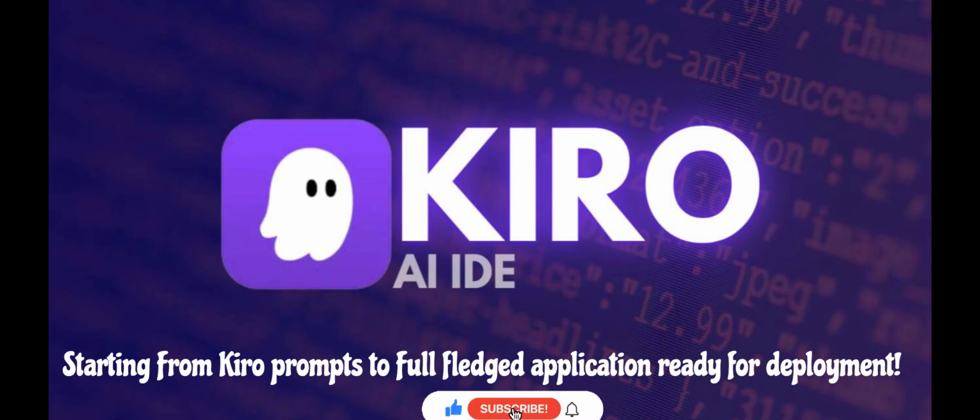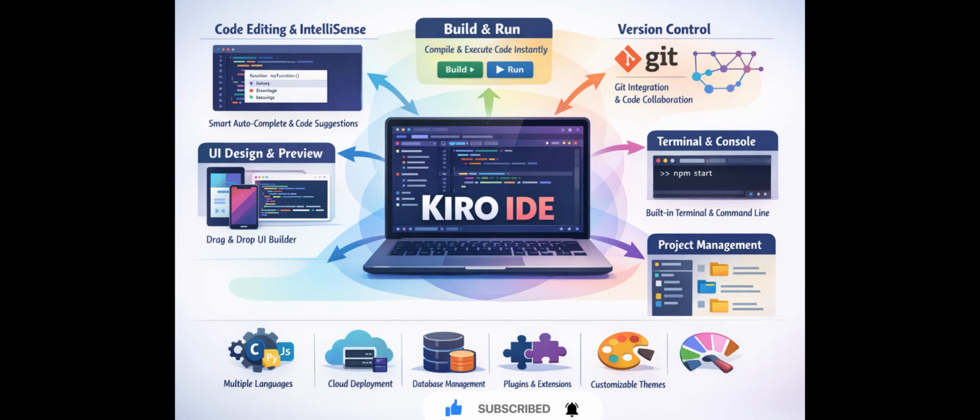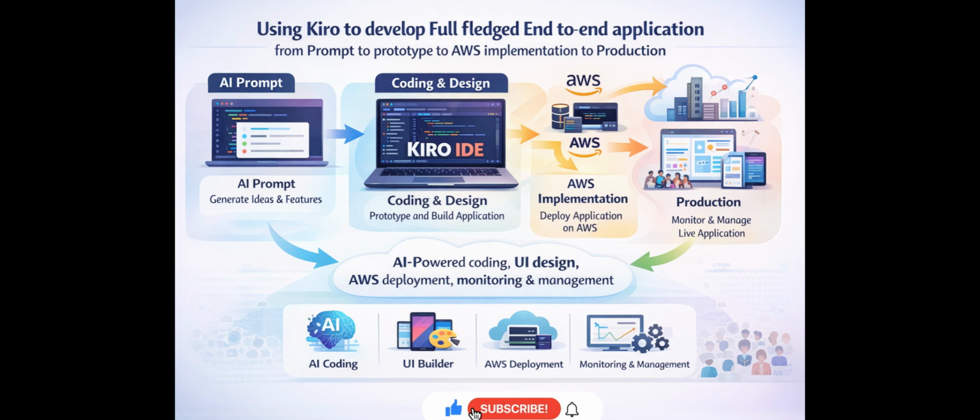Kiro is AWS's new AI-powered coding environment that promises to fix the messy part of AI-assisted development. Unlike other AI IDEs that just generate code from prompts, Kiro focuses on something called spec-driven development, turning your ideas into clear plans before writing any code. It is designed to bridge the gap between quick prototyping and building real software.